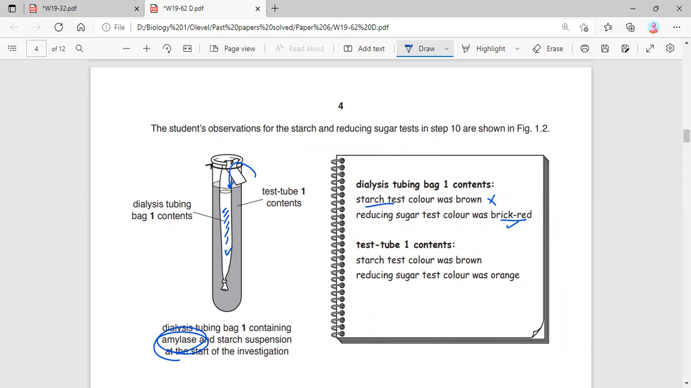What if you took a sample from the water outside and you did a starch test? Of course, it will be brown, okay? As we said, the starch is a large molecule. It cannot diffuse out. Also, the starch was all broken down by the amylase enzyme. But the sugar, if you did a sugar test or Benedict test outside, you will find it orange, which is still positive. Why is this? The sugar is a small molecule, so it can diffuse out of the dialysis tubing.